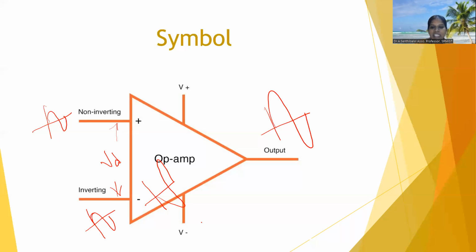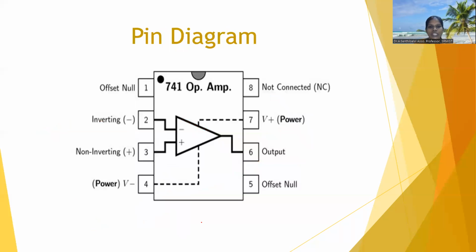Next, we will see the pin diagram, how it really looks like in hardware. It is an integrated circuit, that is an IC. It has 8 pins. Pins 1 and 5 are called offset null.